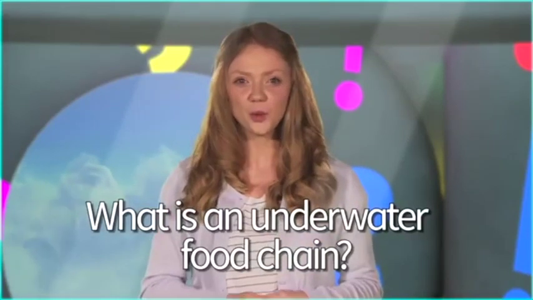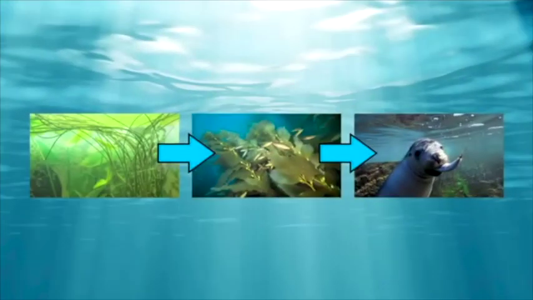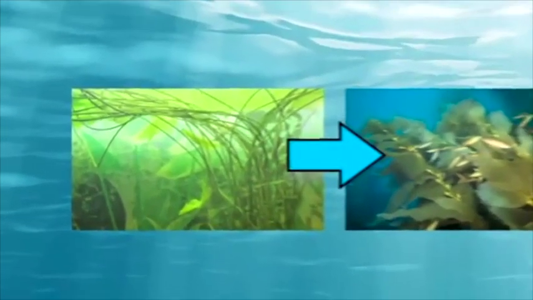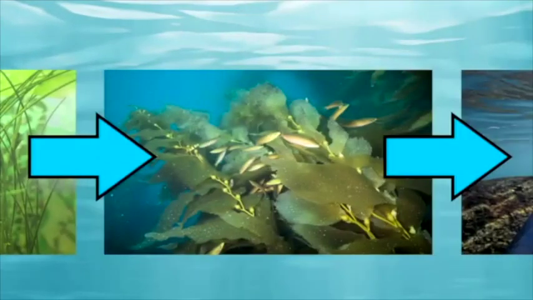Today, we're asking, what is an underwater food chain? First, let's look at the different parts of an underwater food chain. A food chain shows how different things eat each other. The food chain for a sea lion looks like this. Sea plant, fish, sea lion.